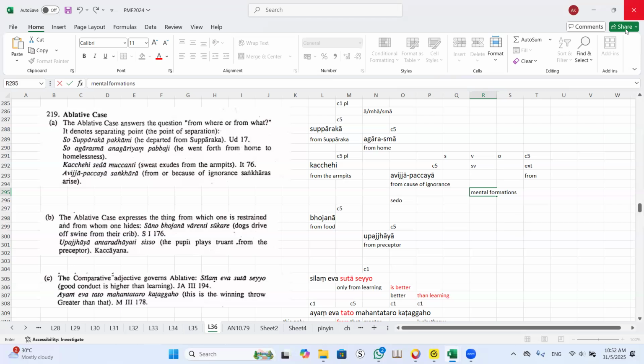So why mental formation? Since you know Abhidhamma, you have 52 cetasika. One of them is Vedana. One of them is Sanya. I didn't put the diacritic mark. And the rest is 50. These two plus this one become total 52. So all is Sankara. Sankara is what? Mental formation. Mental formation is cetasika.